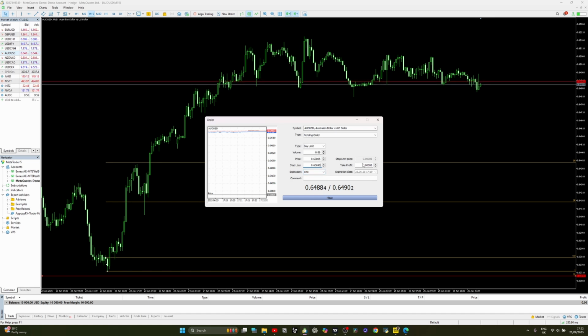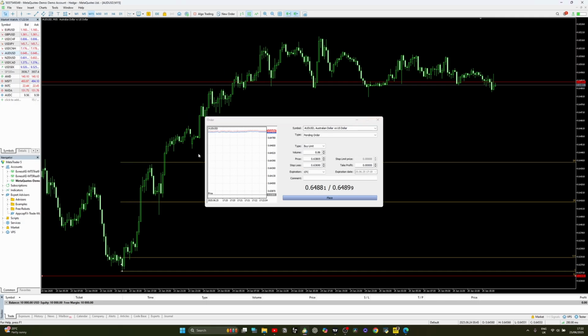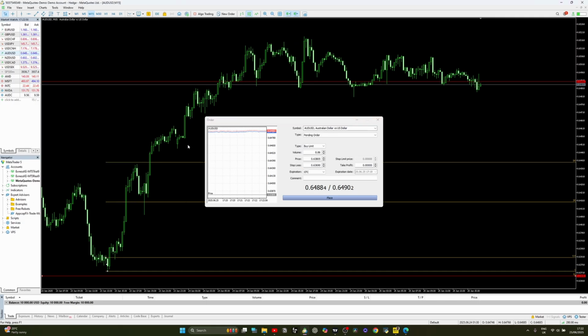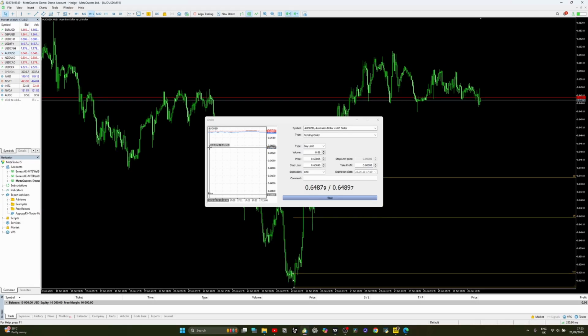Okay, now take profit, remember we said we want to take profit at a level up here where there are some equal highs. So you use this tool again. To be precise, it will give you a price at this corner, which is 0.64952.